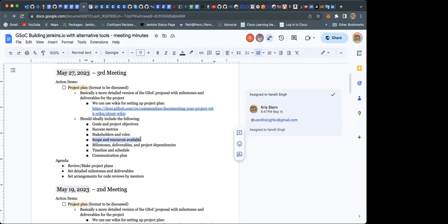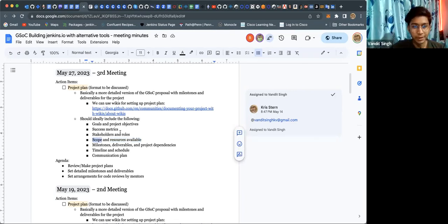So scope and resources available. This one is supposed to be used for budgeting, but we don't have that consideration since this is open source and we use mostly free resources. So scope, do you have any question about scope?